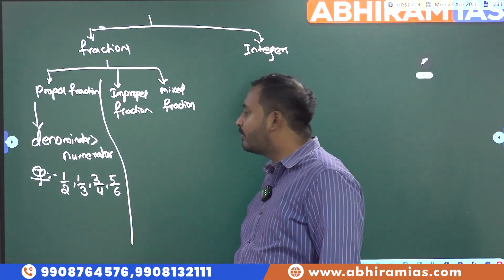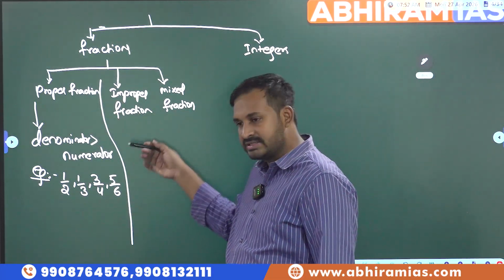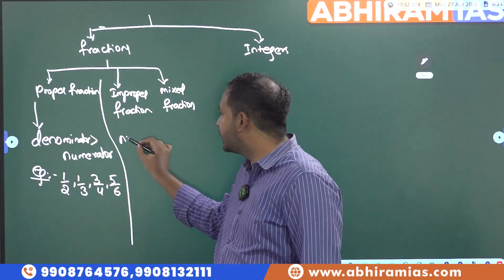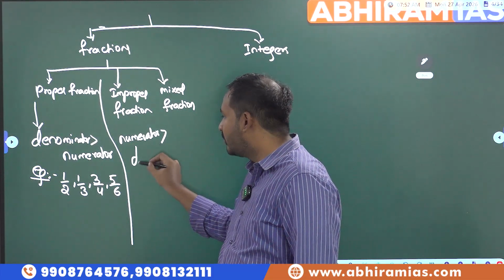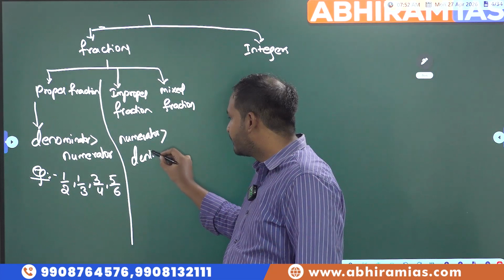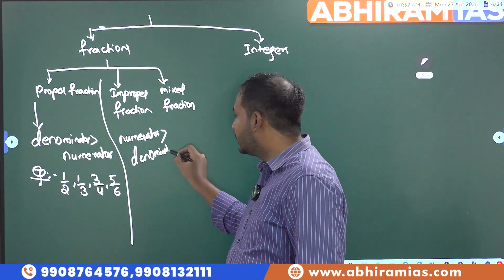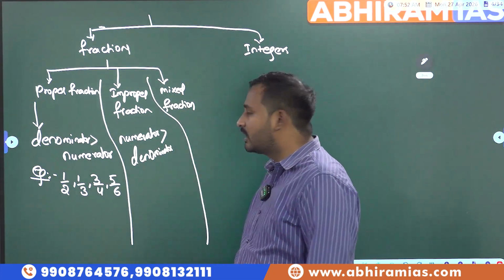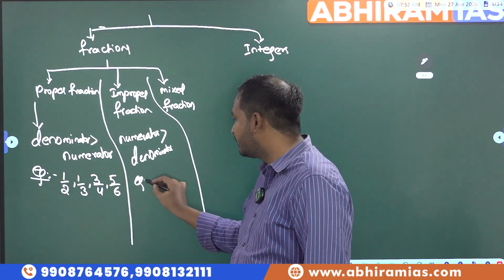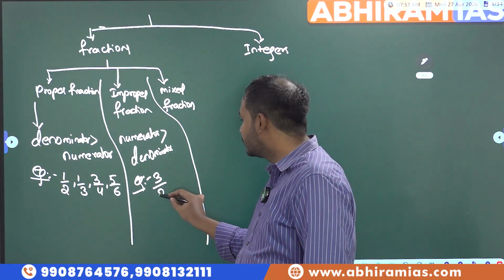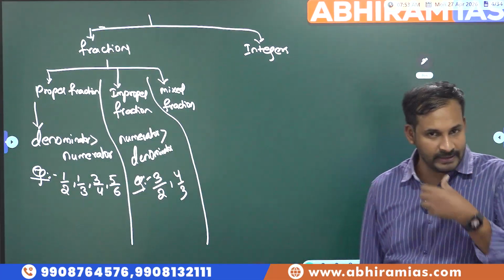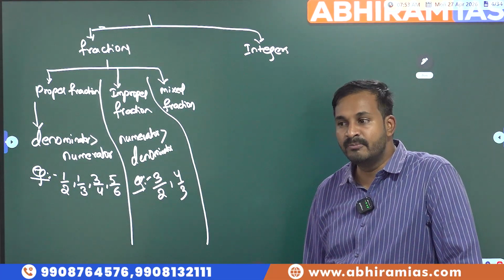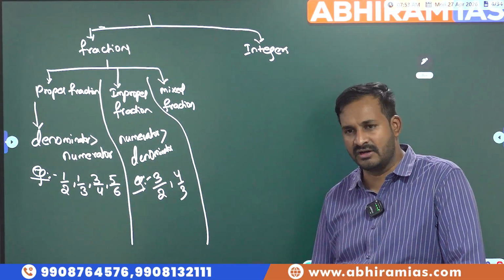Next, what are called improper fractions? The reverse. If the numerator is greater than the denominator, then those are called improper fractions. Examples: 3 by 2, 4 by 3, like this. These types of numbers are called proper fractions and improper fractions. Mixed means we all know.